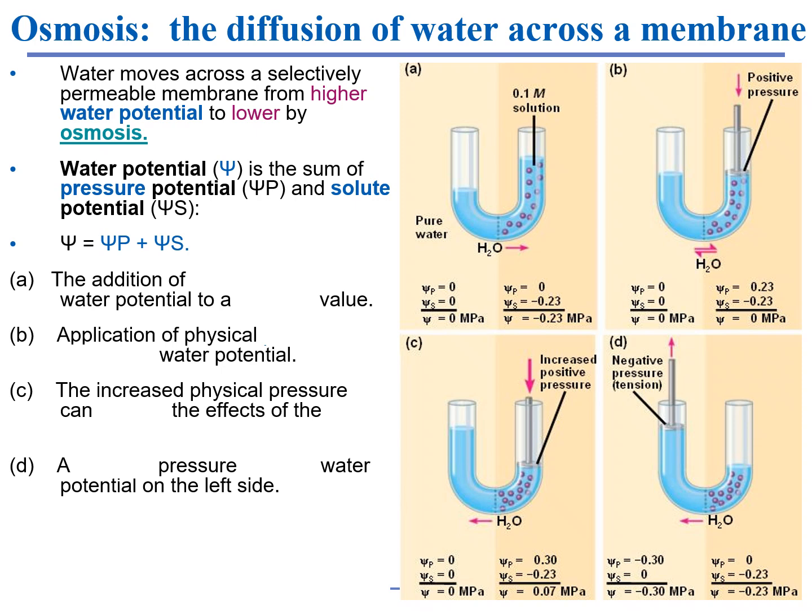and the addition of solutes reduces water potential to a negative value. The application of physical pressure increases water potential to a positive. And then the increased physical pressure can reverse the effects of solutes. A negative pressure reduces water potential on the left side. So here you see a few U-tubes, and these tubes show you an example of solute potential and physical pressure being applied, and all of the circumstances.